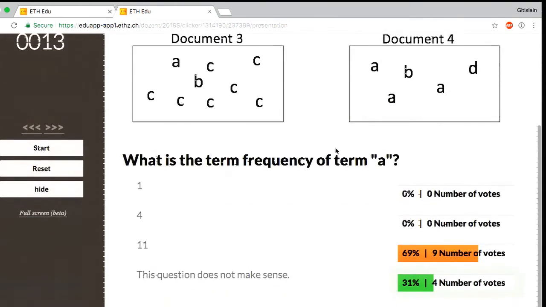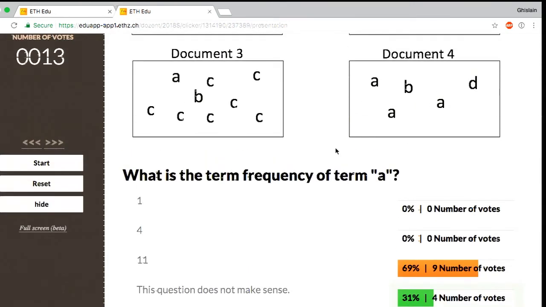Perfect. Oh, interesting. The actual answer is: this question doesn't make sense. So it shows that it was a good idea to go through that. The term frequency is always per term and document. If I ask you for the term frequency, I have to give you a term and a document. I cannot ask you for just the term frequency of a term. It doesn't make any sense. Okay?